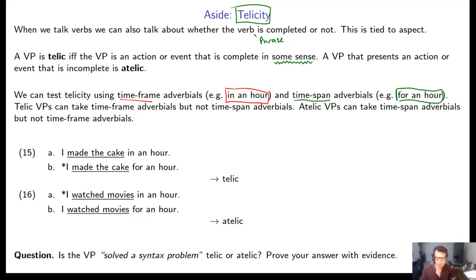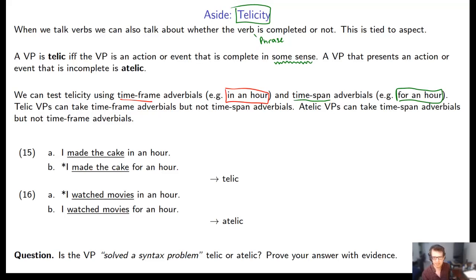So we can use these adverbials and attach them to verb phrases to see whether a verb phrase is telic or atelic. If it takes a time frame adverbial, like in an hour, it's something that can be completed, so it's telic. If it takes a time span adverbial, like for an hour, it's something you can return to and do over and over again. So then it's atelic.